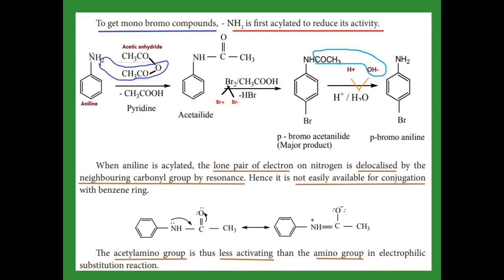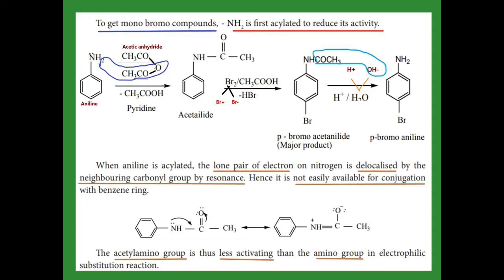Next, to get the monobromo compound. In the previous slide, the ortho and para positions were substituted, so we got the tri-substituted bromo compound. But instead of the tri-substituted product, we are going to get the monobromo compound, which means the NH2 group is first acylated. Why is it acylated? To reduce the activity of the amine group, so it is first acylated with the help of acetic anhydride.